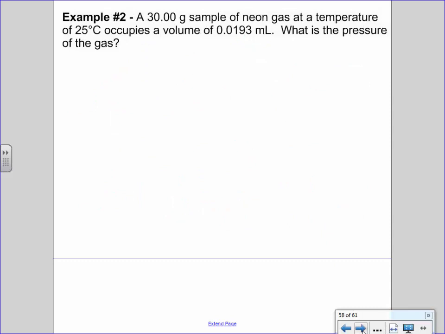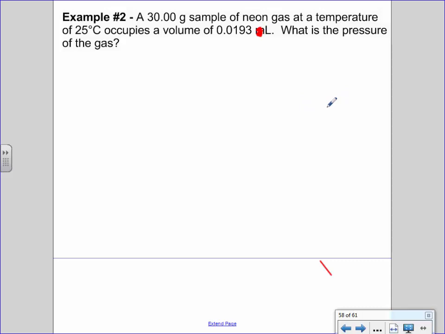Let's say that you collected 30 grams of neon gas at a temperature of 25 Celsius. I tell you the volume, only I screwed up here. We need to make this liters, not milliliters. Otherwise, it's super, super small. Change that. My question for you is, how much pressure do you think it would have?